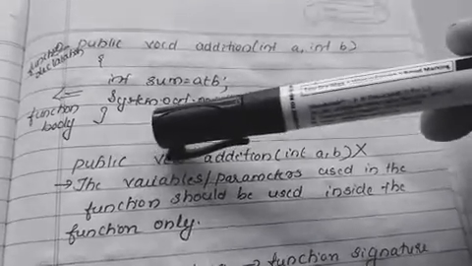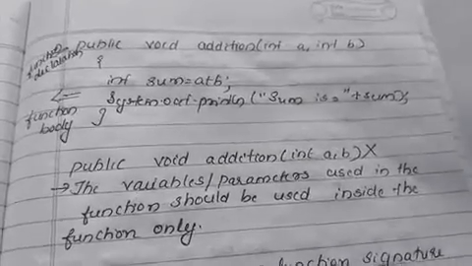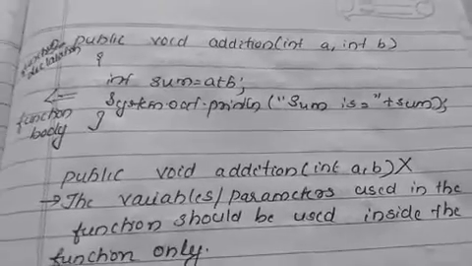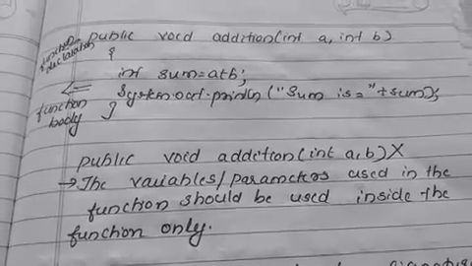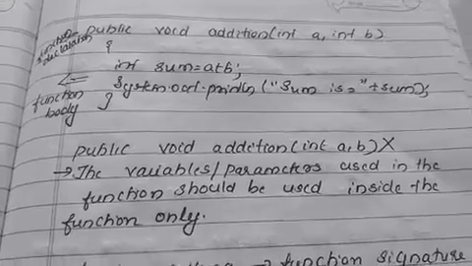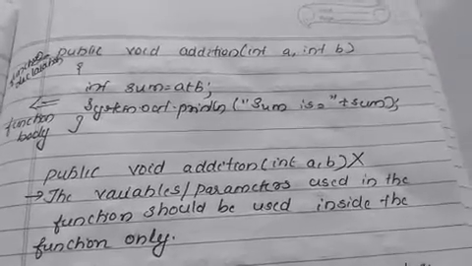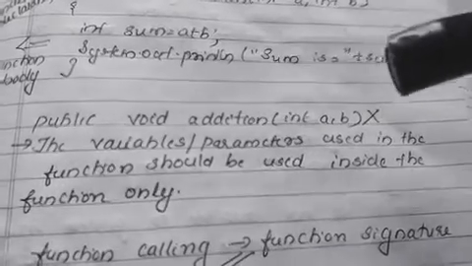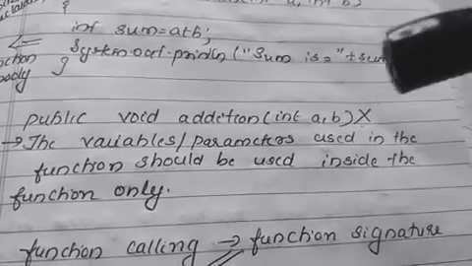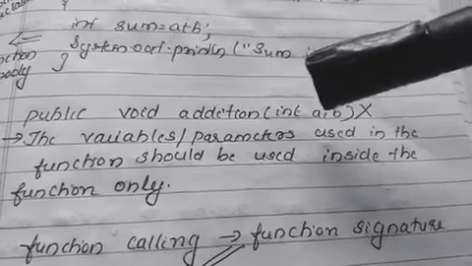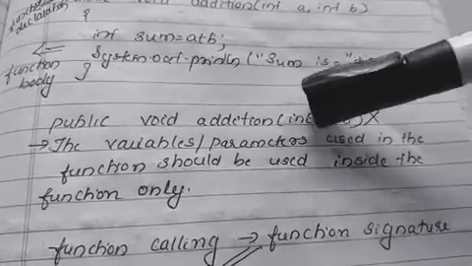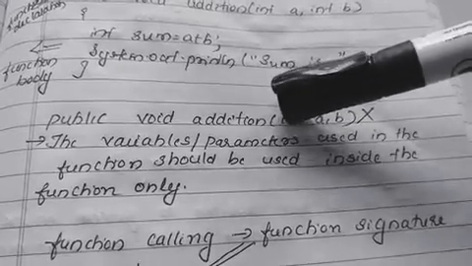Next, some points to be kept in mind while declaring a function. The next one is public void addition(int a, b). This is wrong. Why are we saying it is wrong? Because the parameters used in the function should be declared separately. Here you can see that for variable a we have declared the type.